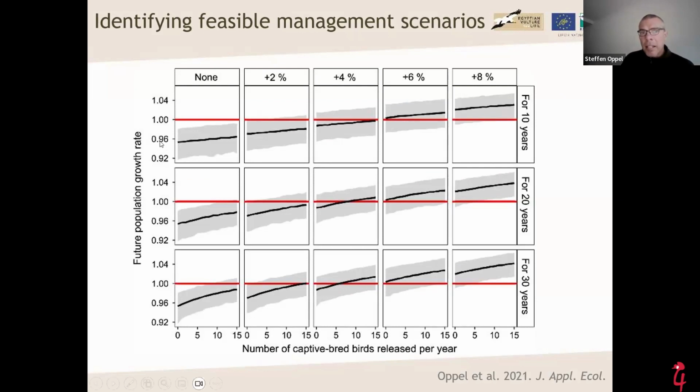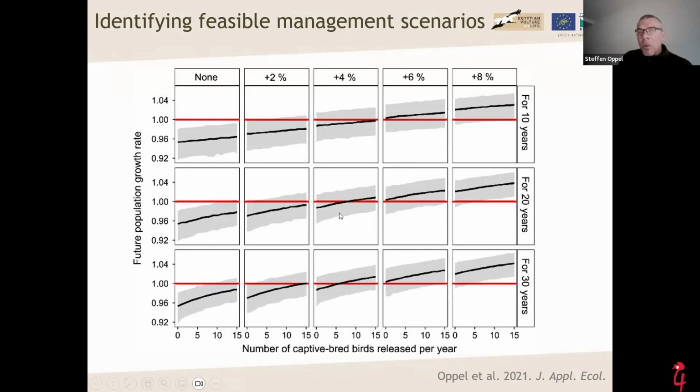What you can see is that if you don't improve survival, in the panels on the left, the population growth rate never clears the red line. So the population will not grow. It's only when you improve survival by at least 4% and you release about 5 to 10 birds every year that you get to a stable population. And if you improve survival in the wild by 8%, then you don't need to release any captive bred birds anymore, because the population would grow by itself.